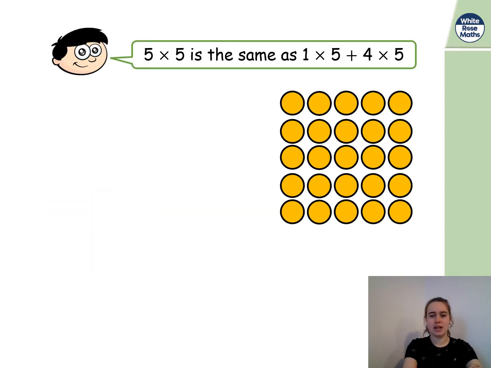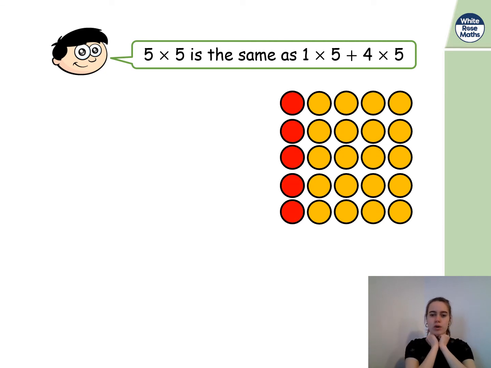Now, things are going to get a little bit more complicated, but I'll try and explain it as clearly as possible. So this boy is saying that 5 multiplied by 5 is the same as saying 1 multiplied by 5 add 4 multiplied by 5. So that's the same as 5 multiplied by 5. So the counters on the screen at the moment show us 5 multiplied by 5, 5 groups of 5.